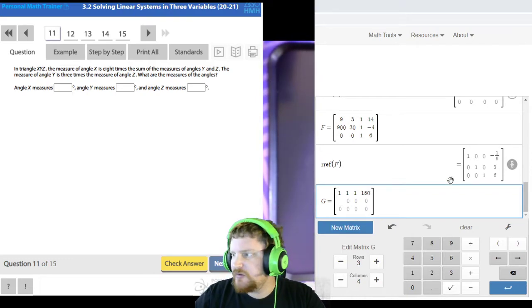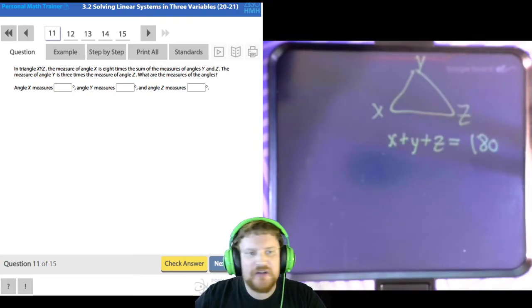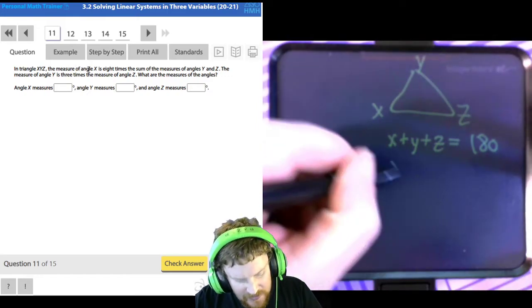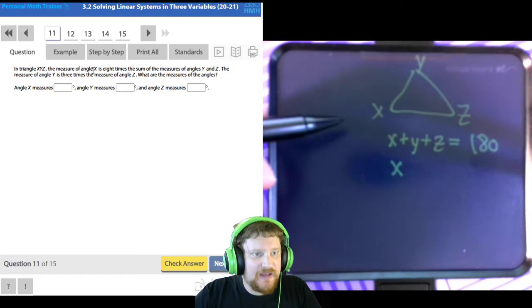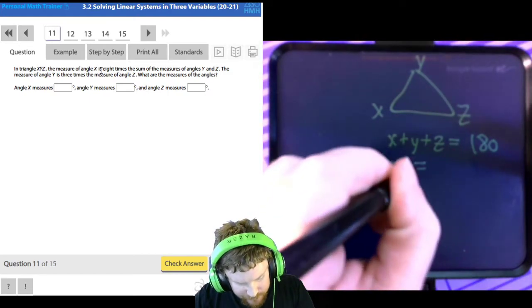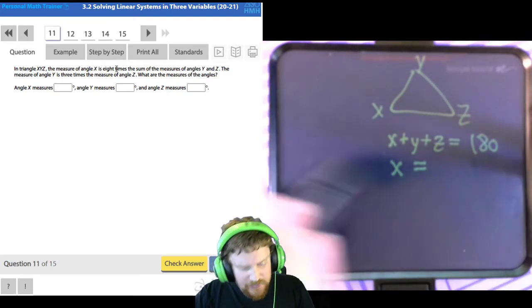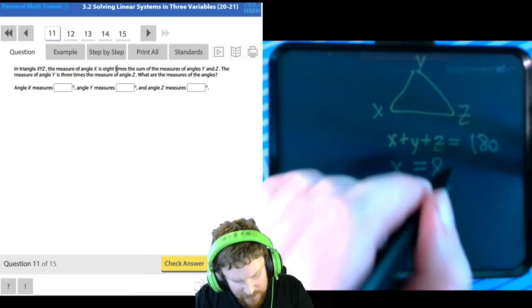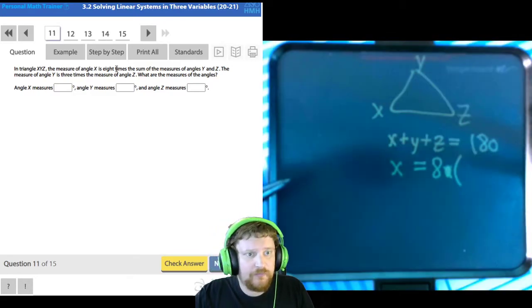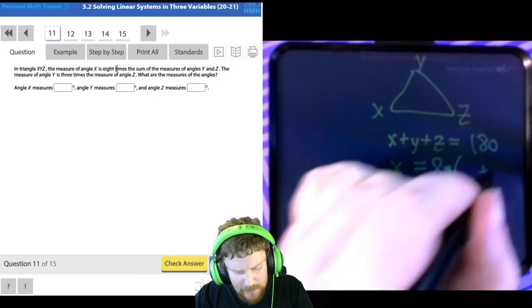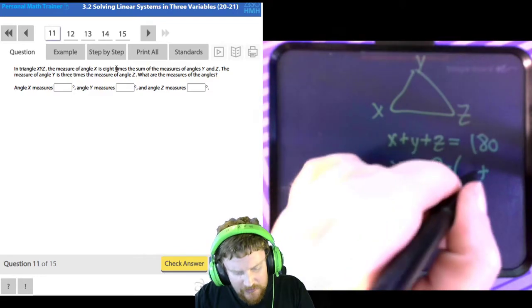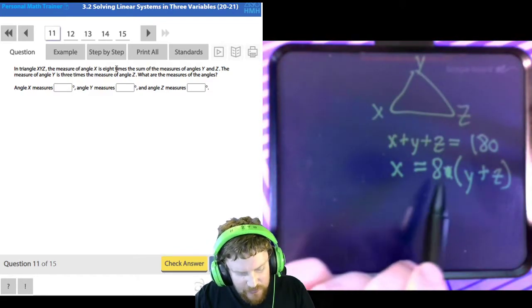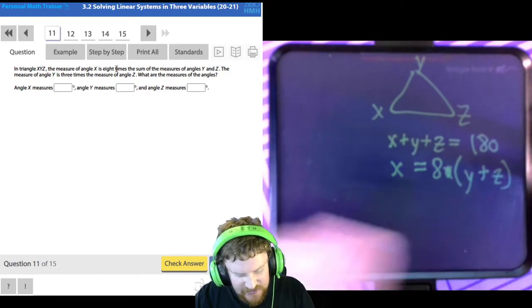Next part of the question says the measure of angle x is 8 times the sum of the measure of angles y and z. So x equals 8 times y plus z.